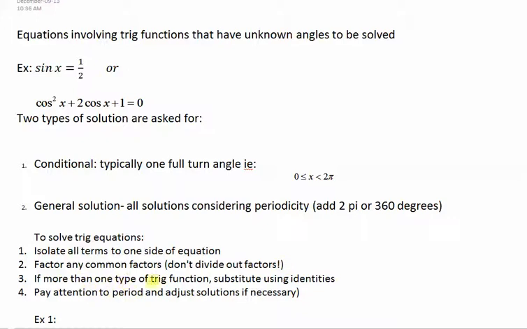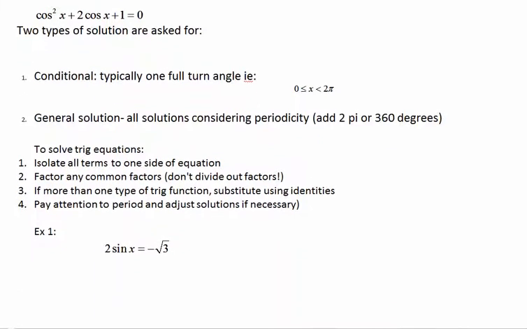If there's more than one type of trig function, attempt a substitution by using identities to get to one type of trig function. And lastly, pay attention to the period and adjust solutions if necessary if the period is not the normal period for the function. So I'm going to do 3 examples in this lesson.